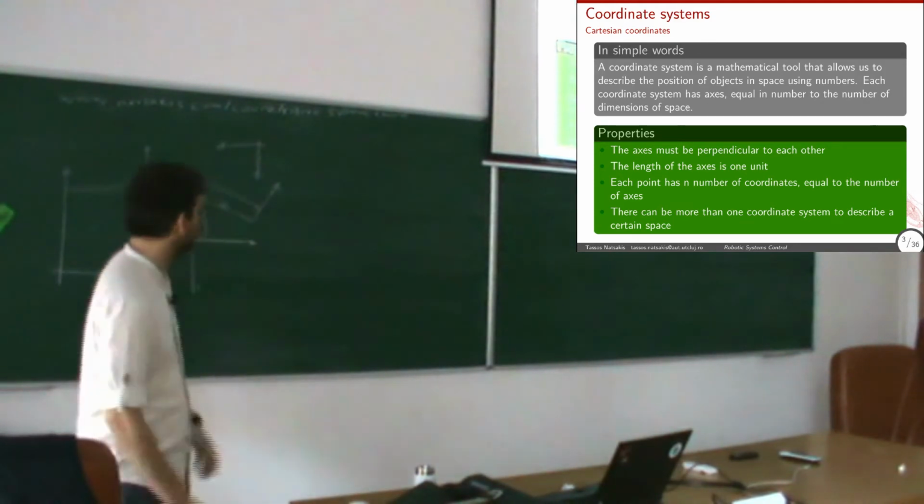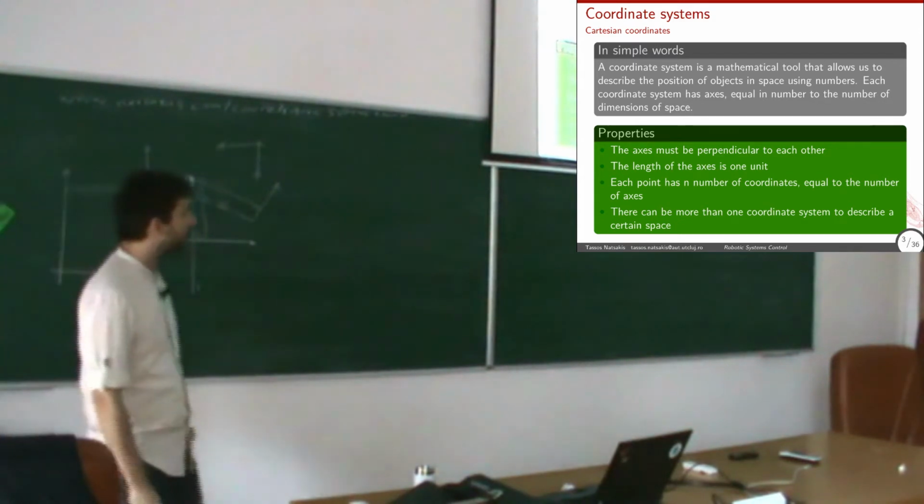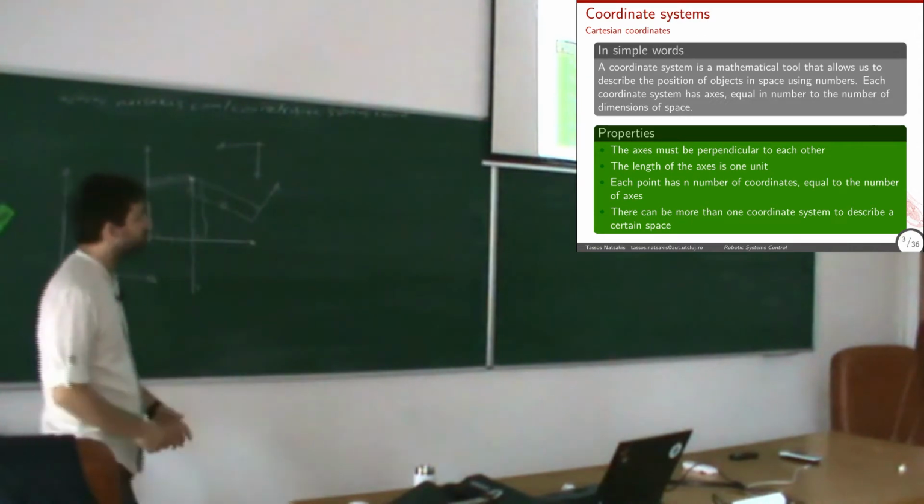So in simple words, a coordinate frame is a mathematical tool. It's nothing else than something we came up with just to help us describe the position of objects in space using numbers. Something objective.